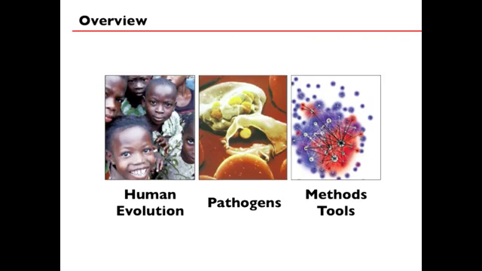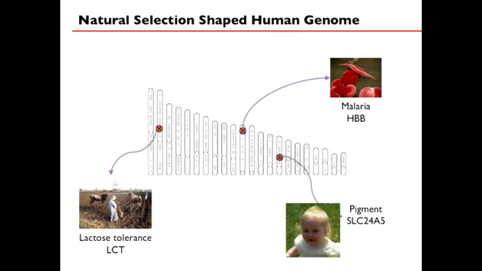So I'm just going to give you an overview of my talk, which is essentially an overview of my lab. It's the areas that we're interested in, which is human evolution, pathogens, and then method and tool development around these different enterprises. So it has long been known that natural selection shaped the human genome. I think in 1858, Darwin and Wallace published the principles of natural selection that really galvanized this effort.